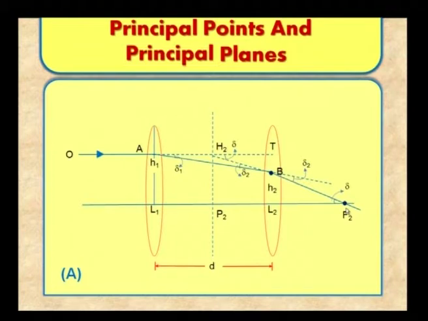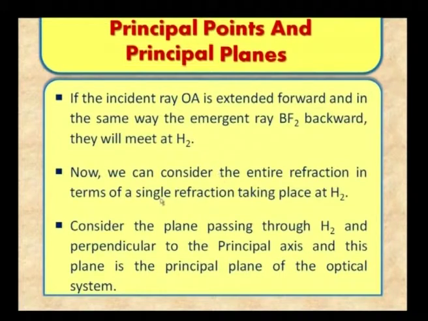Instead of the first deviation delta 1 suffered by the light ray at the first lens, and the second deviation delta 2 due to the refraction produced by the second lens, I replace these two deviations by a single deviation delta, right? A single deviation that the light ray will experience because of the plane H2 P2. H2 P2 is the plane, P2 is the principal point, H2 P2 is called the principal plane. So, the same effect produced by two lenses can be replaced by a single deviation produced at the point H2, right. That is what I am trying to tell you now.